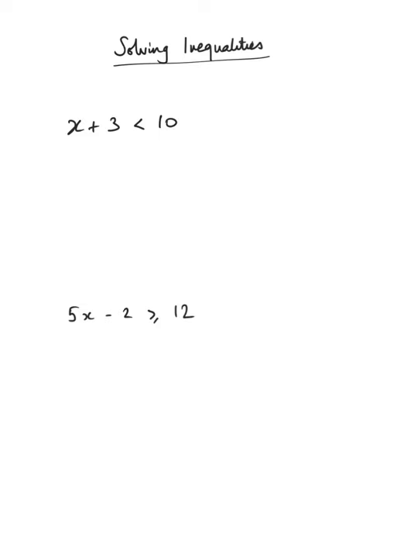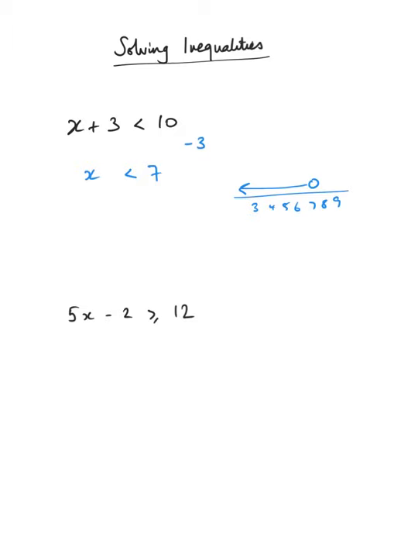Now the really good news here is that we can use exactly the same skills as we use for solving equations. So if I wanted to solve this, x plus 3 is less than 10, I'm going to subtract 3 from both sides first to get x is less than 7. I could of course also show that on a number line if I needed to. Remember, when it's less than, it's not a coloured in circle, and my arrow is going to be going to the left.